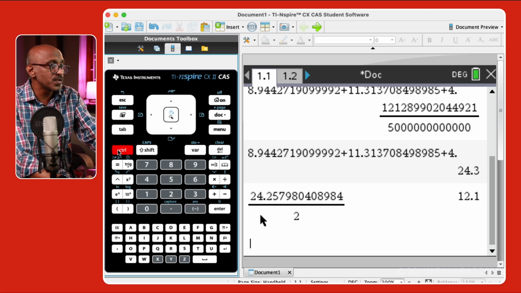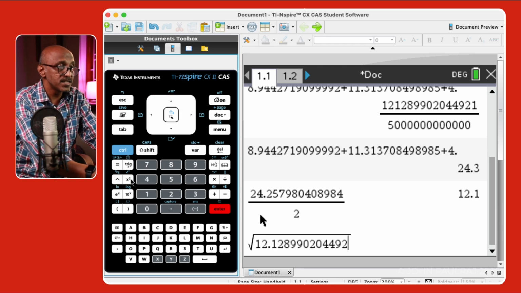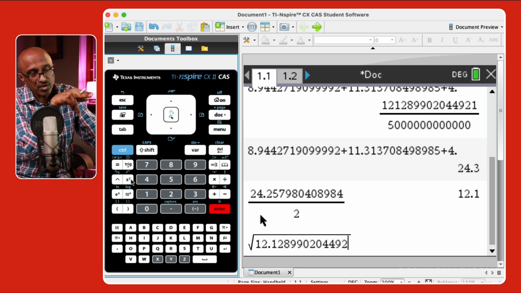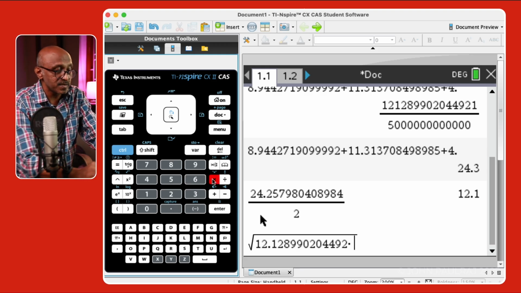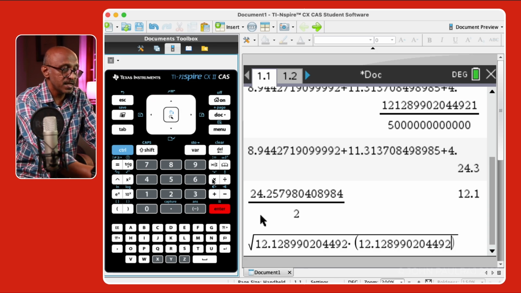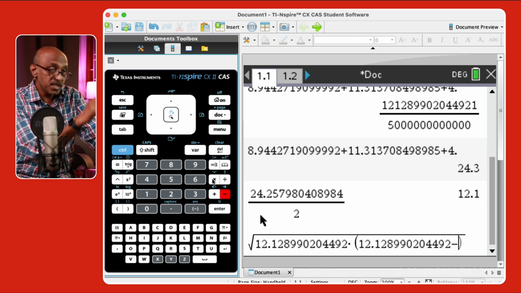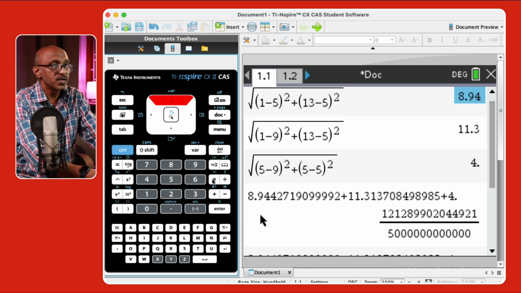So I need that square root symbol again, and this time I'm going to use that term as it is, okay? As you can see, it's a long string and it's rounded off, so it preserves the accuracy. You can get down as many digits as possible, okay? Times. Now put the bracket, get that 12.1 term again, minus each of those terms. So I'm going to go back and recall each of those terms. Okay, so there you go.